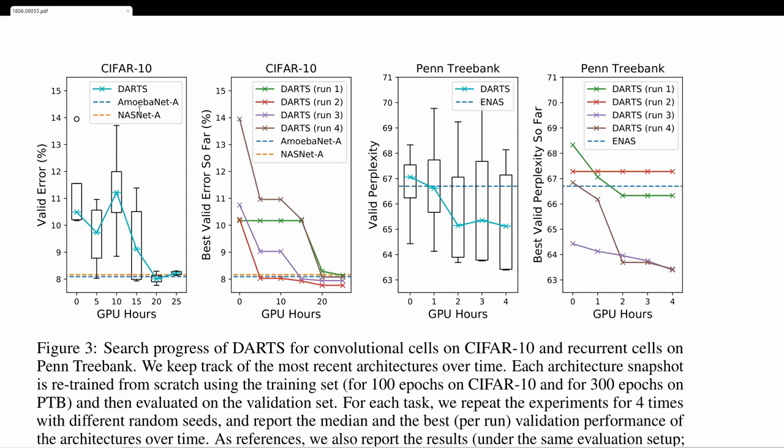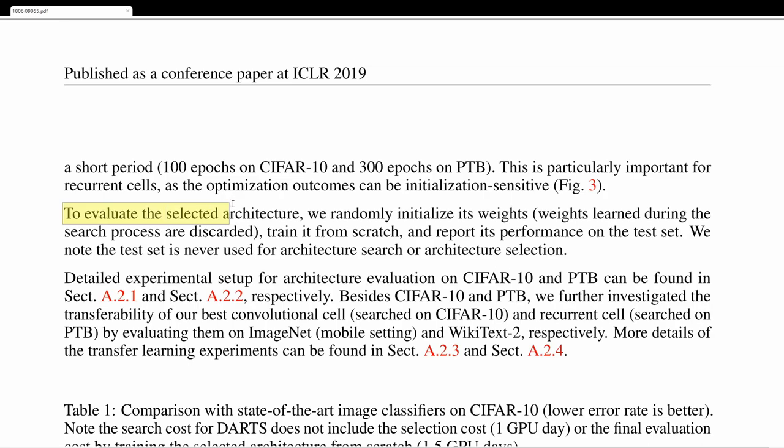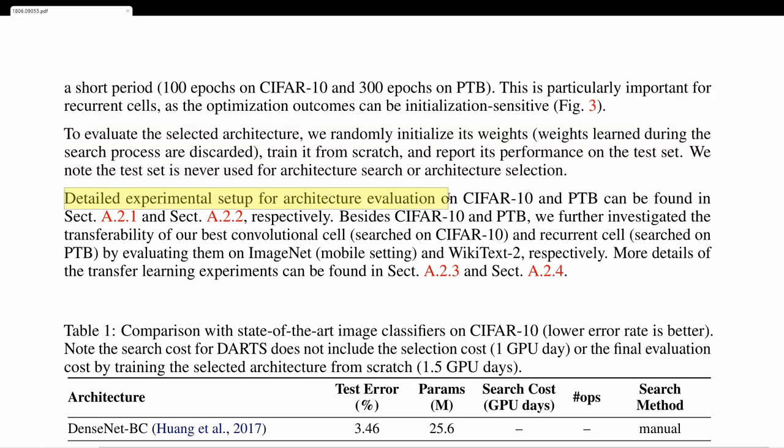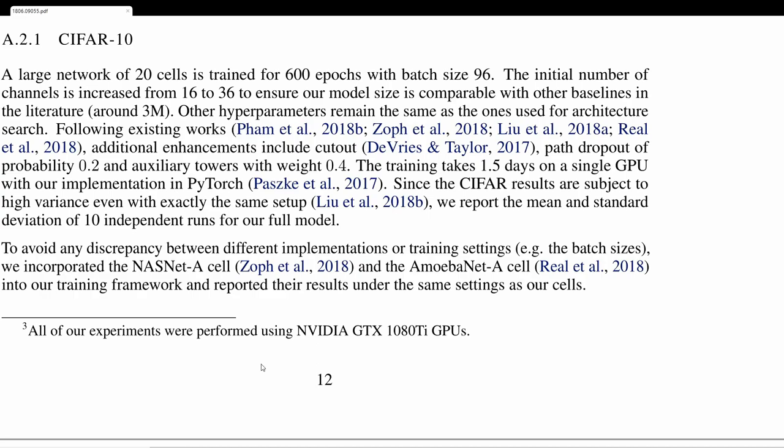Okay, to evaluate the selected architecture, we randomly initialize its weights. Weights learned during the search process are discarded, we train it again from scratch, and report its performance on the test set. We note that the test set is never used for architecture search or architecture selection. Detailed experimental setup for the architecture evaluation on CIFAR-10 and PTB can be found in section 8.2.1 and section 8.2.2 respectively. Okay, let's look at 8.2.1.